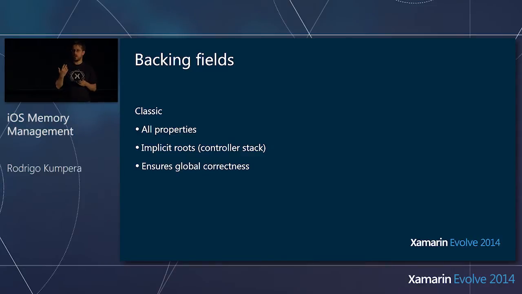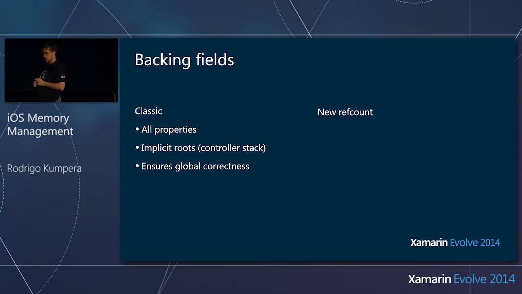Since classic doesn't track the objects with weak properties, we need to use the backing fields to construct a global graph of the objects to be completely correct. The managed graph will look just like the native graph of objects. So the garbage collector will be able to drive the whole process there. And this ensures that nothing gets collected before it needs to.